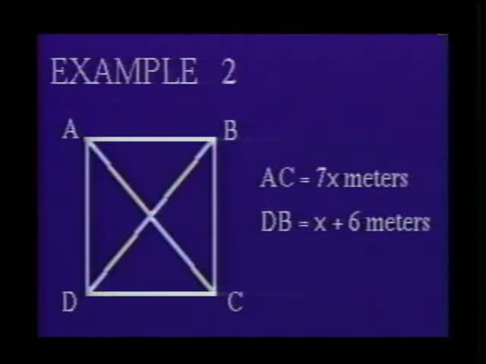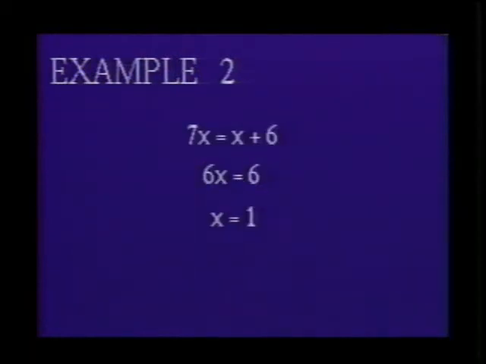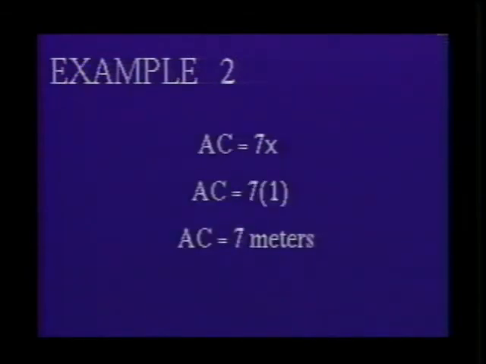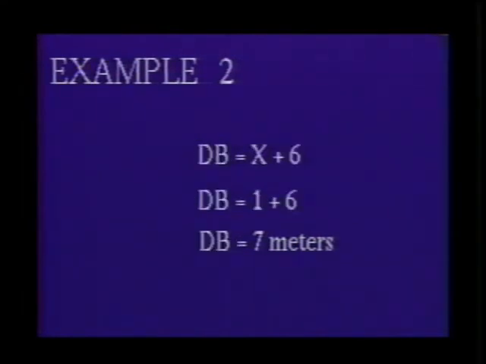Example 2. Determine the length of the diagonals of rectangle ABCD, if the length of diagonal AC is 7x meters and the diagonal DB is x plus 6 meters. Since we know that the diagonals of a rectangle are congruent, we can write the equation 7x is equal to x plus 6. Solving for x, we find that x is equal to 1. Substituting 1 for each x in the expressions that represent the lengths of the diagonals, we calculate the lengths of the diagonals to be 7 meters each.